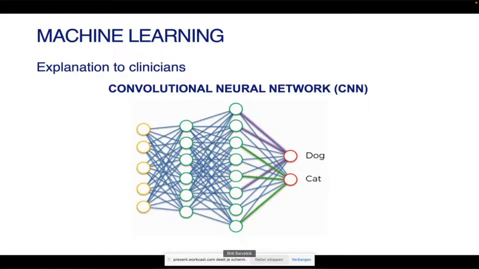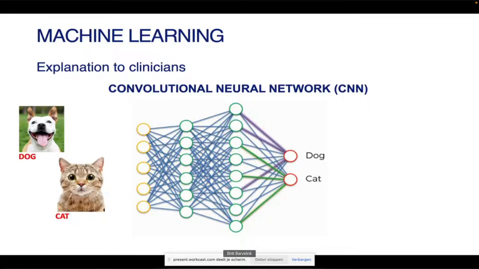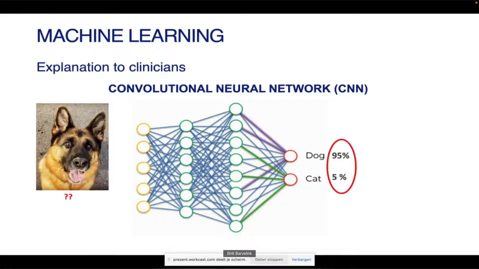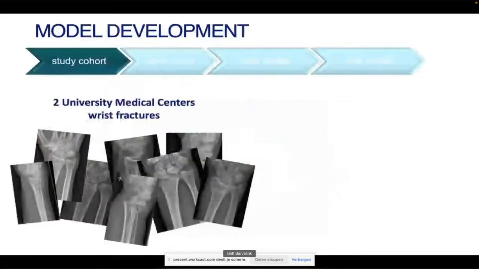So, for example, when we want to make a CNN that is able to distinguish cats from dogs, we first, of course, need to give the computer lots of labeled cases. So we tell the computer, this picture concerns a cat, this picture concerns a dog. And then after training the CNN, you can then test the CNN with a new case that is unlabeled, and then the computer will give you its prediction. So that's what we did with developing this model as well.